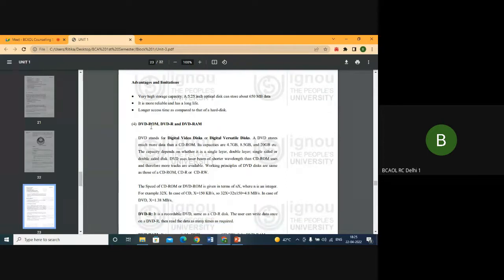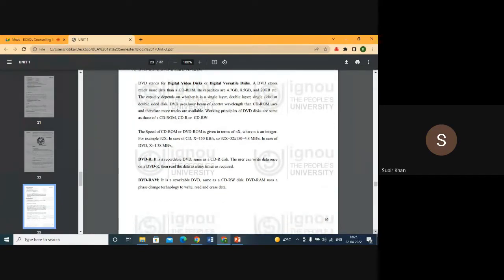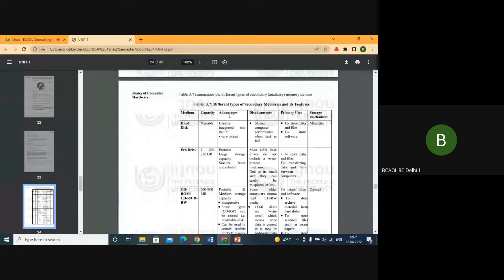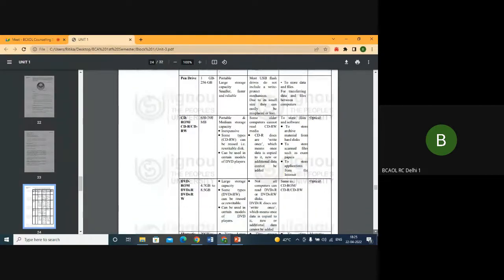Then you had DVD, digital video disc, right? CD stands for compact disc. So DVD-ROM, DVD recordable, DVD-RAM. These were the things which existed. And what is the maximum capacity of a DVD? 4.7 GB. Yeah. So you had recordable DVDs also, that means a blank DVD recorded once, and you have DVD-RAM also. It is a rewritable DVD, so as many times as you want you could erase it and write the data. So they have given you different types of secondary memories and their features: hard disk, pen drive, CDs, capacity, advantages, disadvantages, uses, and storage mechanism. What are the mechanisms used for storage? They have given that, which we have already seen.